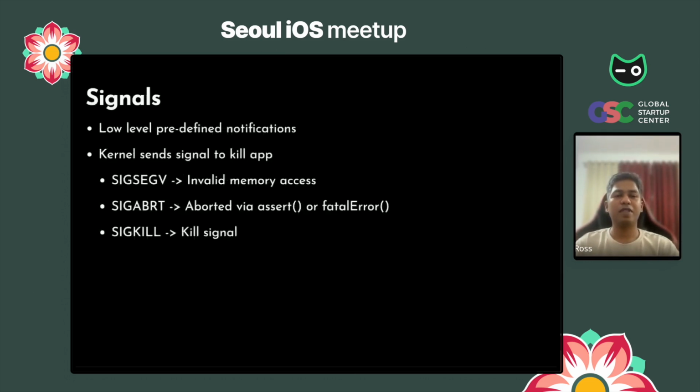Now that we know what a crash really is, let's talk about how the OS actually crashes your process for you. The way it essentially does this is via signals. Signals are nothing but low-level predefined notifications.